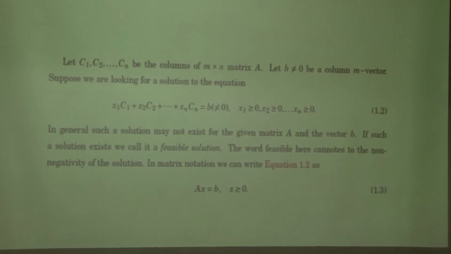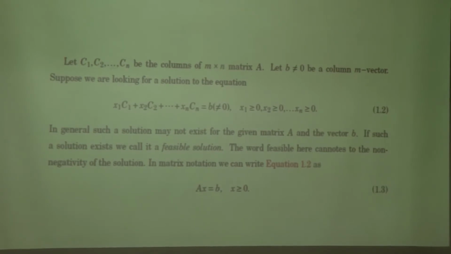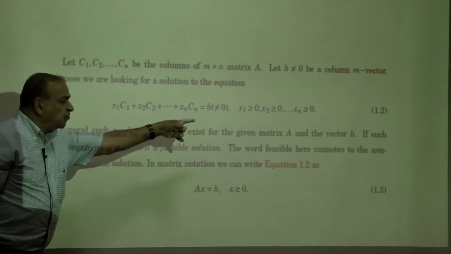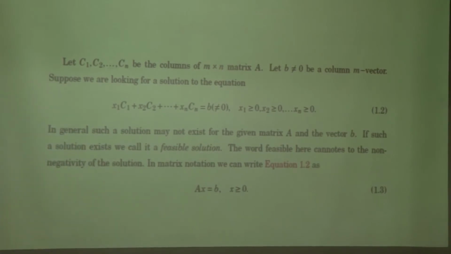Okay. In general, such a solution may not exist for a given matrix and a vector b. In general, there may be a solution, but it may not be a non-negative solution. So, if there is such a non-negative solution, we call it a feasible solution to the linear equation. The word feasible is used to refer to a non-negative solution. Are you with me? Okay.